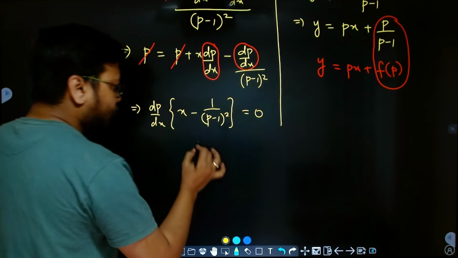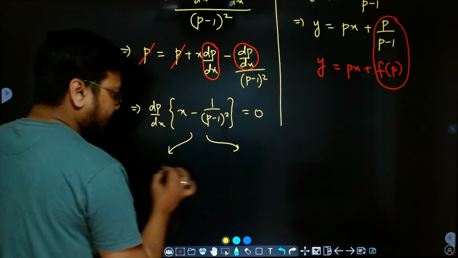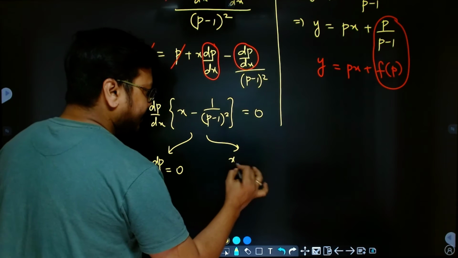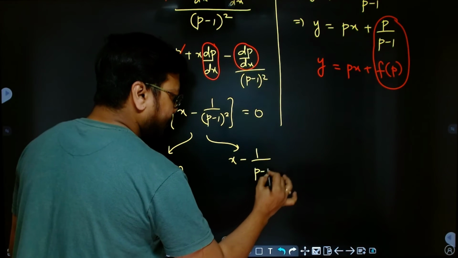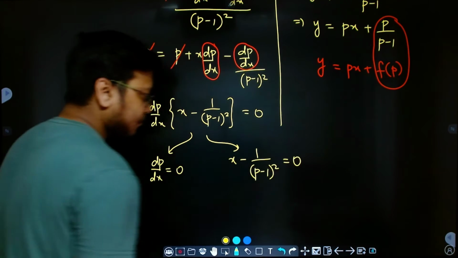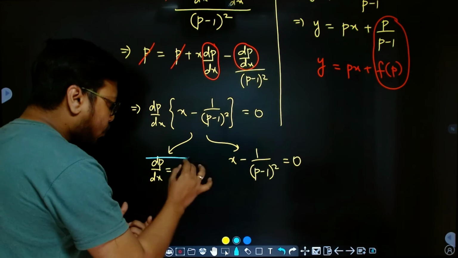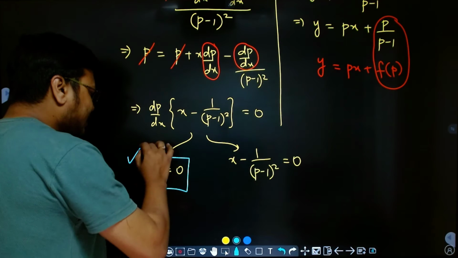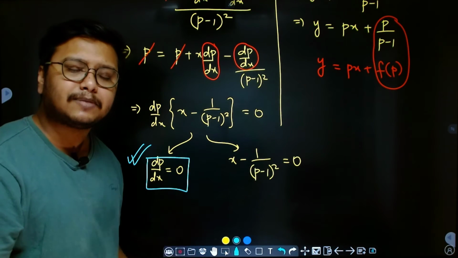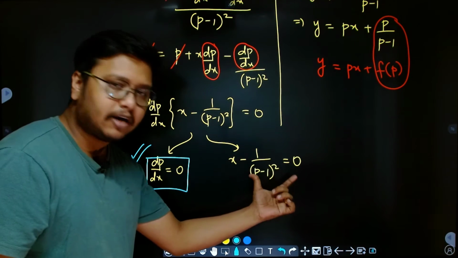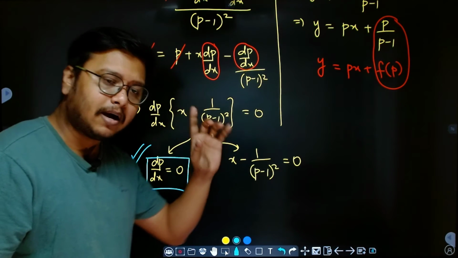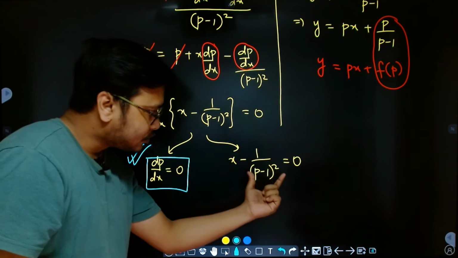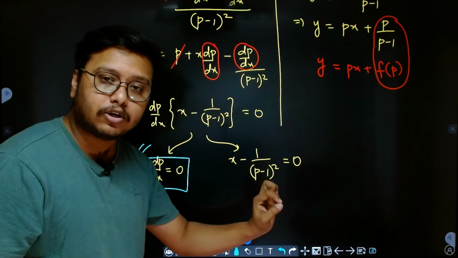So from here two possibilities are going to arise. The first is dp/dx can be 0, and the second is (x minus 1 upon (p minus 1) whole square) equals 0. So this portion is always going to arise. Remember this, whenever we are solving a differential equation, this will always arise irrespective of the question. This part will keep on changing. Now keep in mind, this will give us our general solution, and this part will give us our singular solution.